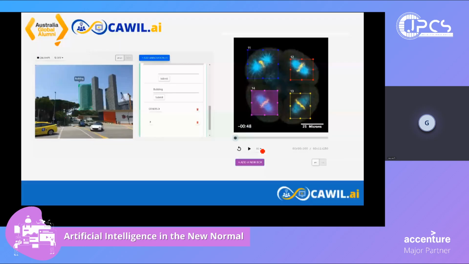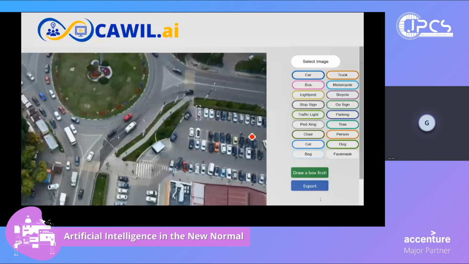It's not a complicated platform, but we actually have this platform right now. This is the platform that we're using for our data annotation and training. As you can see right here, there are different items and objects for you to use for annotation. This is a platform we use for annotating traffic, and we have used it with our first and second batch.